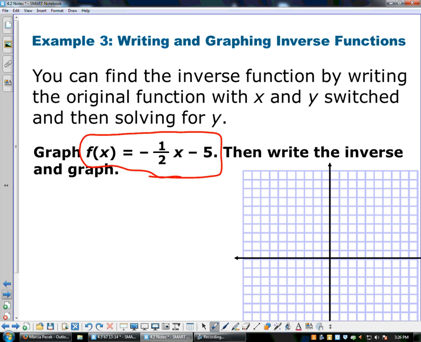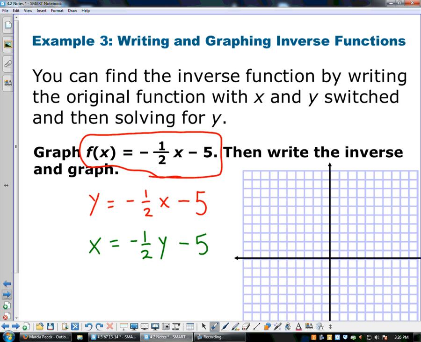Right, so we're going to start by rewriting f of x as y. So we get y equals -1/2 x minus 5. Okay, so that's still the original. So to find an inverse, the first thing we'll do is we'll switch x and y. So we'll write x equals -1/2 times y minus 5. And now we're going to try to solve for that new y value.